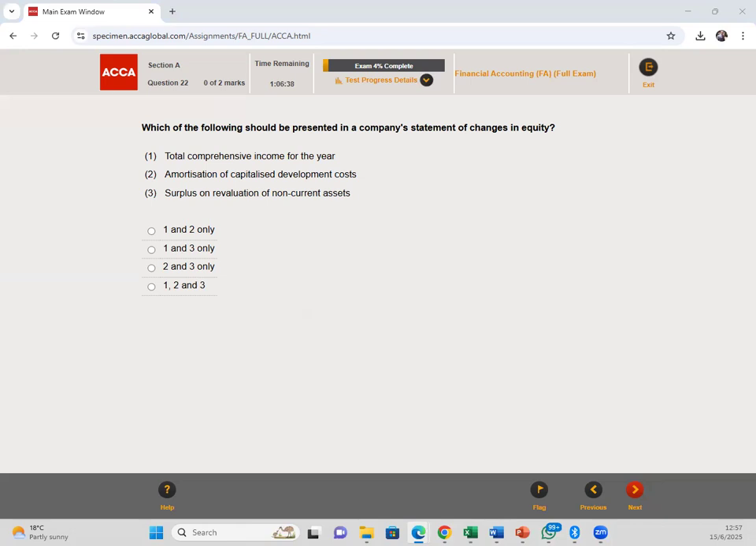One and three. One is saying the total comprehensive income for the year. Yes, so we put the income for the year. And this revaluation gain, yes, Coletta is also saying B. So that's correct. We don't put amortization charges, but we put the revaluation gain and the profit for the year. Those are recorded in the statement of changes in equity. Let's confirm that. So 1 and 3 is correct.